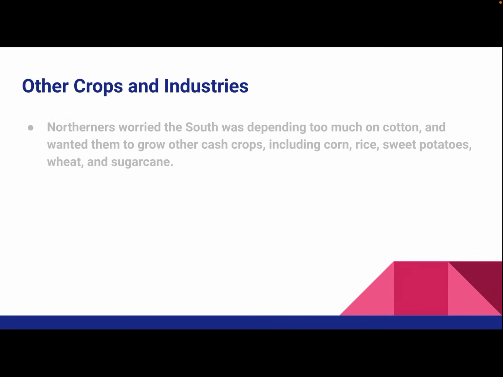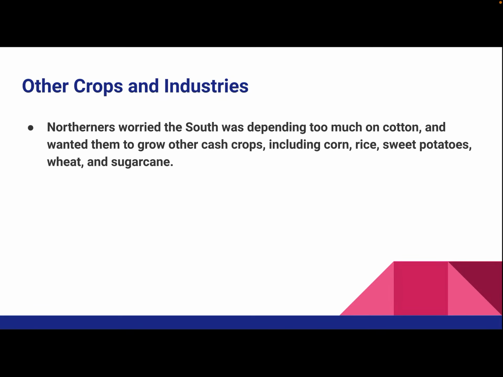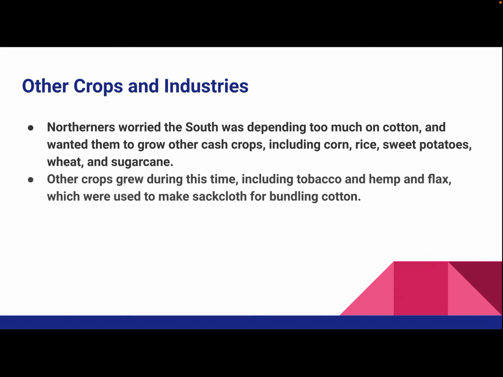So, Northerners worried, right? The South was depending too much on cotton, and they wanted them to grow other cash crops like corn, rice, sweet potatoes, wheat, sugar cane. Well, yes, we do need those foods because those foods are yummy. Besides sweet potatoes, I don't. Sweet potatoes are gross.